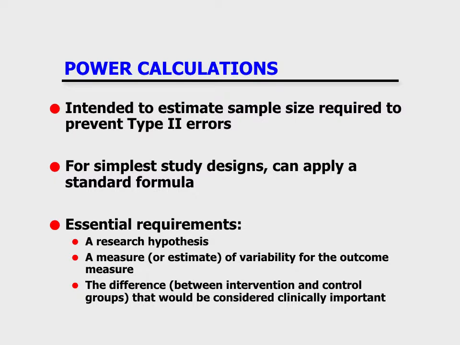And basically you have a few requirements in order to determine power. One is a hypothesis, the other is a measure or an estimate of variability of what it is that you're looking to measure, the outcome, and the other is the difference between your groups. So you need to have an idea. Now, how do you go about doing that? Well, you can go back to previous work that's been done in your area and try to determine what the differences are between those groups and see if what you're measuring is going to give you a similar difference.